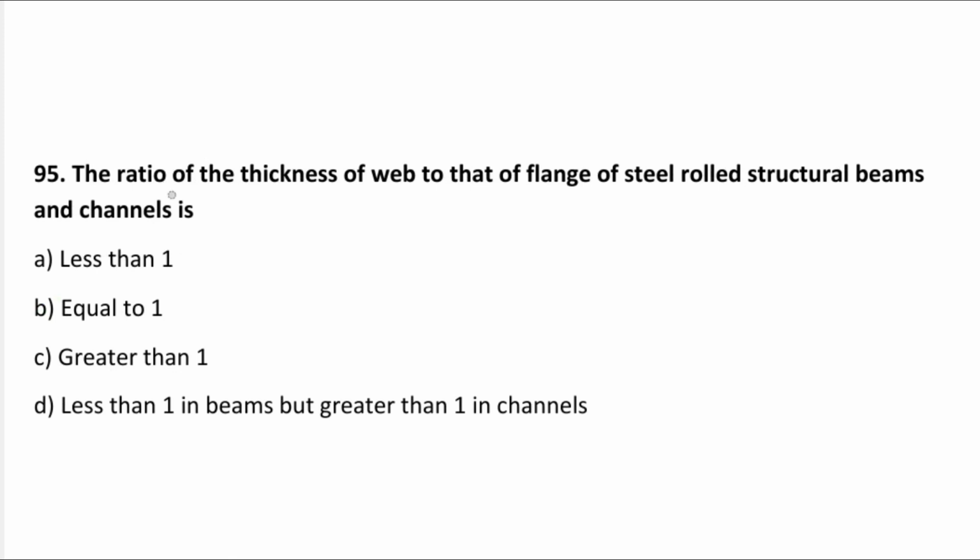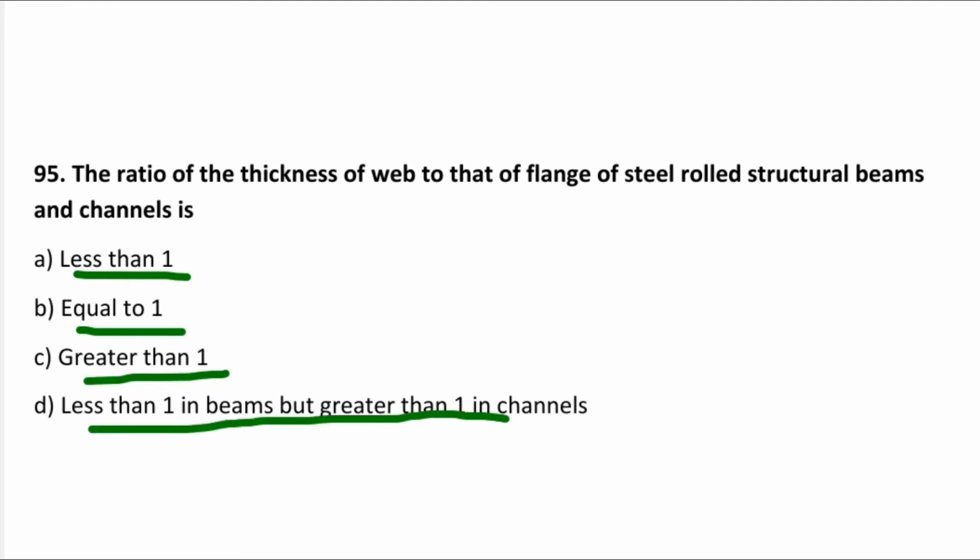So next question, the ratio of thickness of the web to the flange of steel rolled structures, beams and channels is option A less than 1, option B equal to 1, option C greater than 1, option D less than 1 for beams but greater than 1 for channels. So the correct answer is option A less than 1.